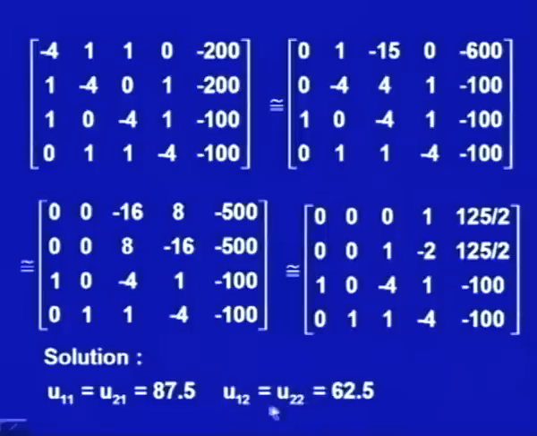So, from here, if you remember, our first unknown was u11. We are getting 125 by 2, then u22, and then u12 and u22. So, again we would be getting it. What we get as the solution is u11 and u21 as 87.5, and u12 and u22 as 62.5. So, from here we were getting 62.5, and putting all those things back by the reverse method we would get the rest.